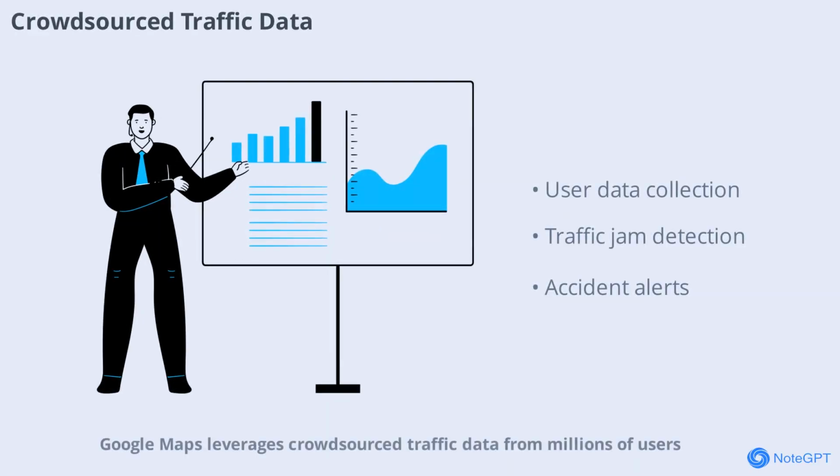Google Maps leverages crowdsourced traffic data from millions of users. By collecting speed and location information, the app can detect traffic jams, accidents, and construction zones. This data feeds into the dynamic weighting system, ensuring that routes are updated in real time. The result is a navigation experience that adapts to current conditions, keeping users informed and on the move.